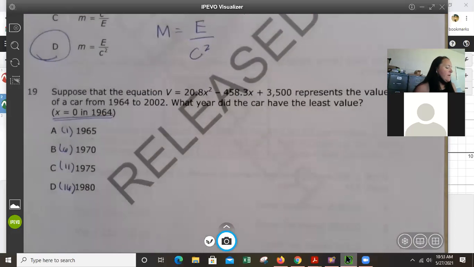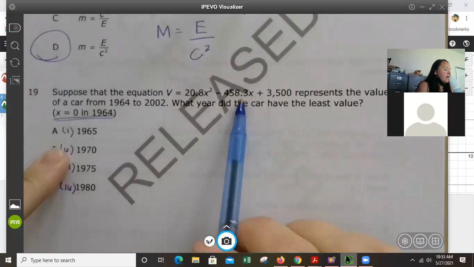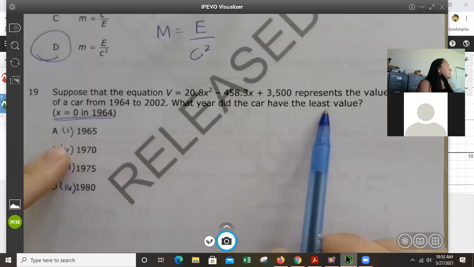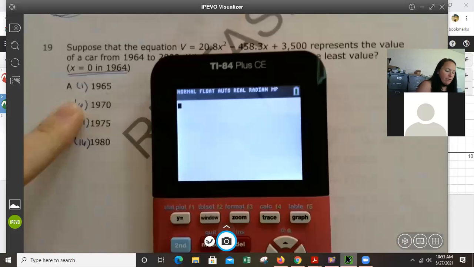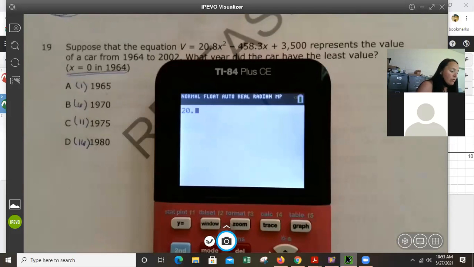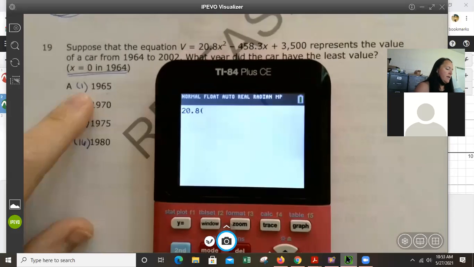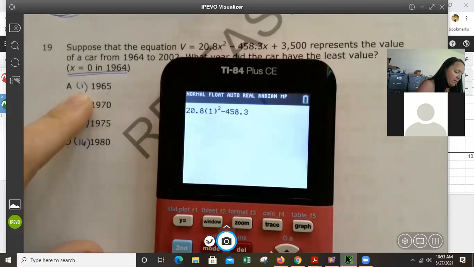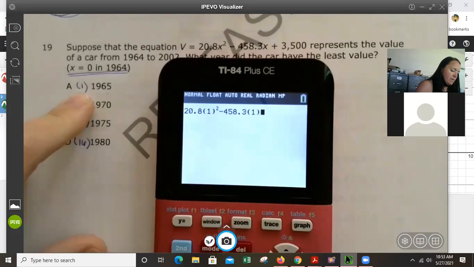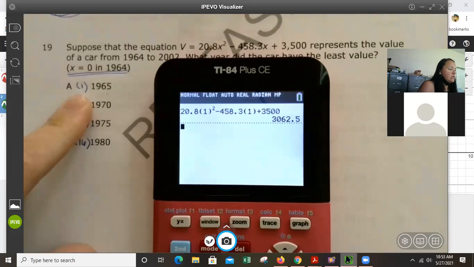All right. The reason I did that is because it tells you what X is. So we're going to put it in the formula to figure out which one is the least. That's all you do. So right here in our regular calculator, we're going to type in our formula. This says X squared for A. It's 1 squared minus 458.3 times 1 plus 3,500. We get 3062.5.